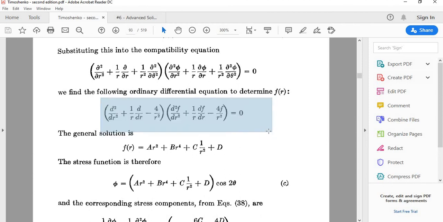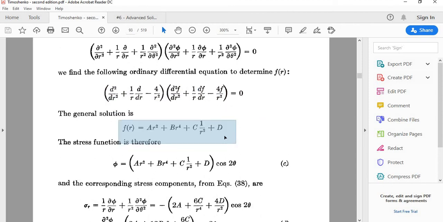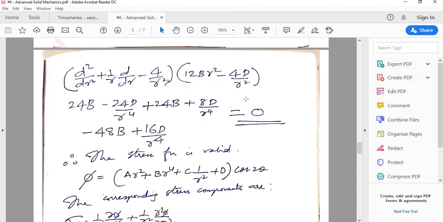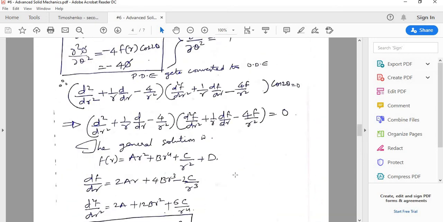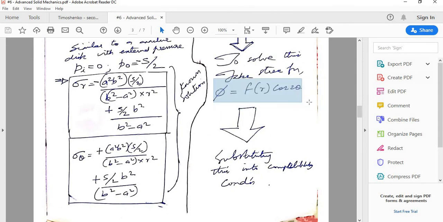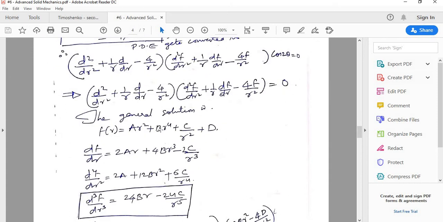So this is the equation and this is the solution that will satisfy that. They have not done the check of back substituting it, but it is done here. So it is indeed satisfying the equation, which means f of r taken in the following form indeed satisfies the compatibility condition, which in turn means that this is a valid stress function where f of r has the following form.